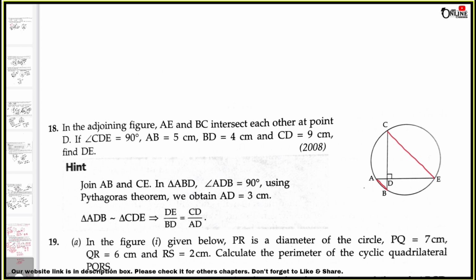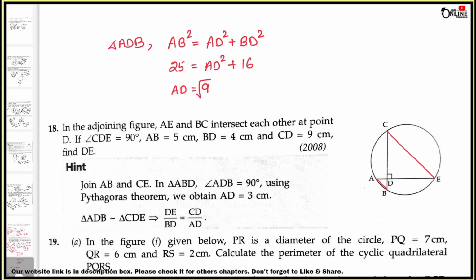So from the triangle ADB, the small triangle, it's a right angle triangle. So AB is the hypotenuse. AB square equal to AD square plus BD square. AB is 5 cm, so 25. AD, we don't know the value of AD. And BD equal to 4 square, that means 16. So here AD square equal to 9. Root 9, that means 3. Okay, AD equal to 3 cm.